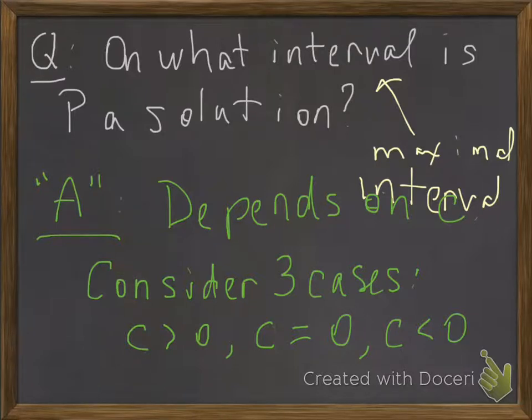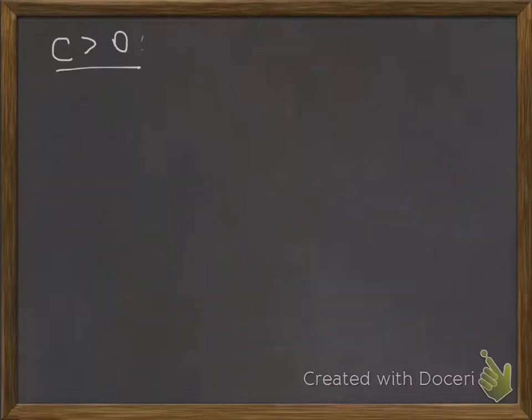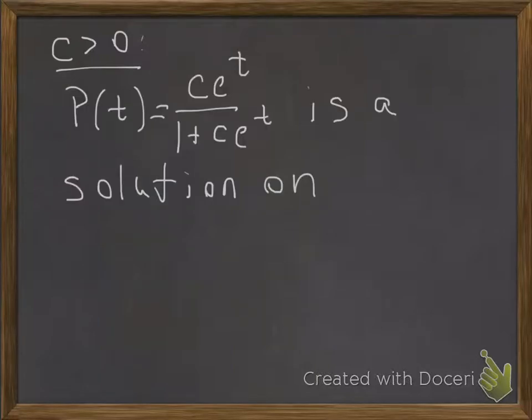We'll consider the case c greater than 0, c equals 0, c less than 0. The first case is when c is greater than 0. So in this case, our function p of t equals c e to the t over 1 plus c e to the t. In order to determine what interval this function is a solution on, we need to think about the domain of this function.